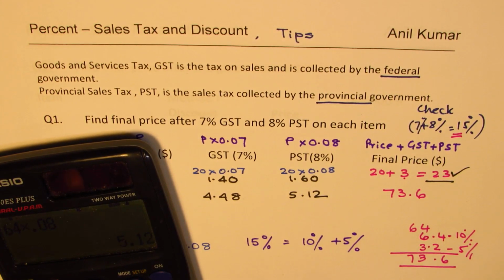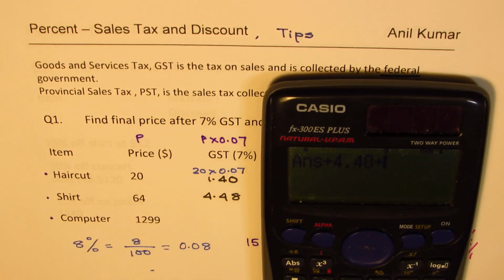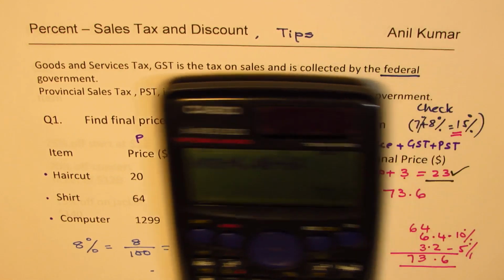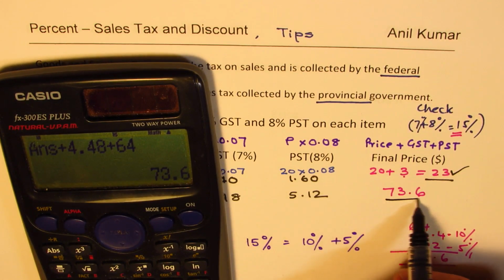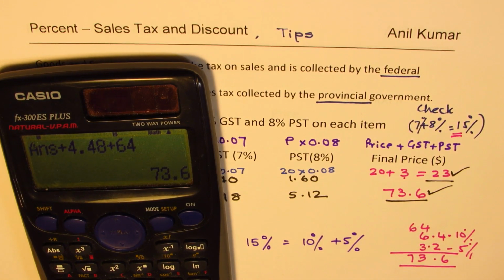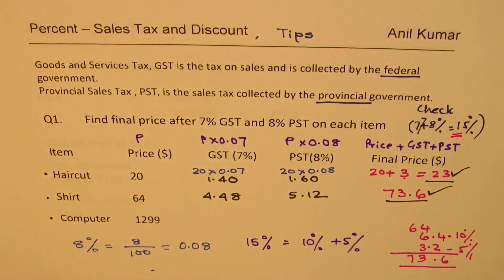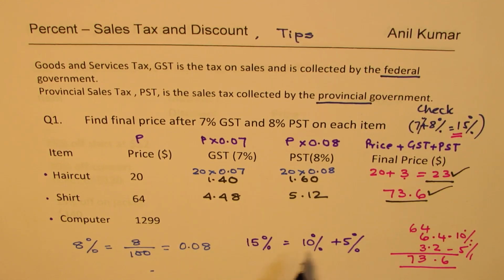And now I have to add 5.12 plus 4.48 plus the original cost, which is 64. That gives me how much? That gives me 73.6. Do you see that? So our estimate was accurate. Perfect. So if you have to find 15%, you can split it into 10 and 5. 10 is moving a decimal place. 5 is half of that. That gives you the answer.